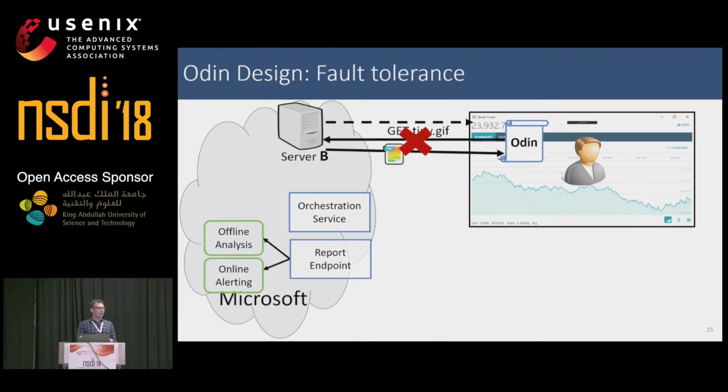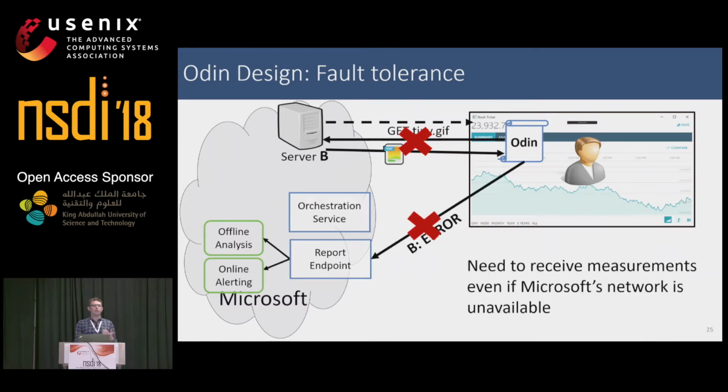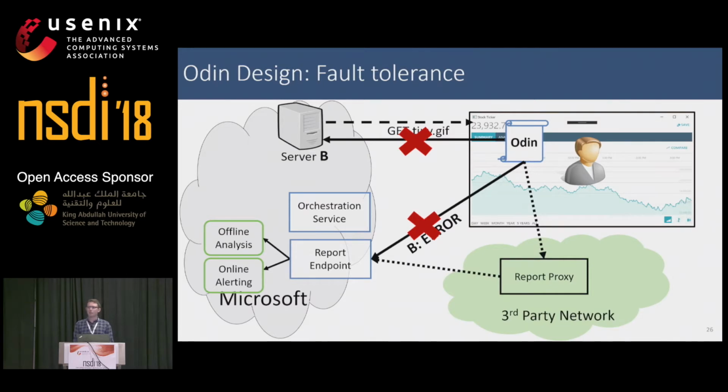So let's say again that our measurement to server B fails, and then reporting that failure also fails. Since server B and the report endpoint are both hosted in Microsoft, any Microsoft outage may impact both of these. But we need to receive measurements even if Microsoft's network is unavailable. So to get around this, we deploy report proxies in third-party networks. So if sending the initial measurement report fails, the client will send the report to the report proxy, and then the report proxy will forward that to our report endpoint, and in most cases circumvent the outage.